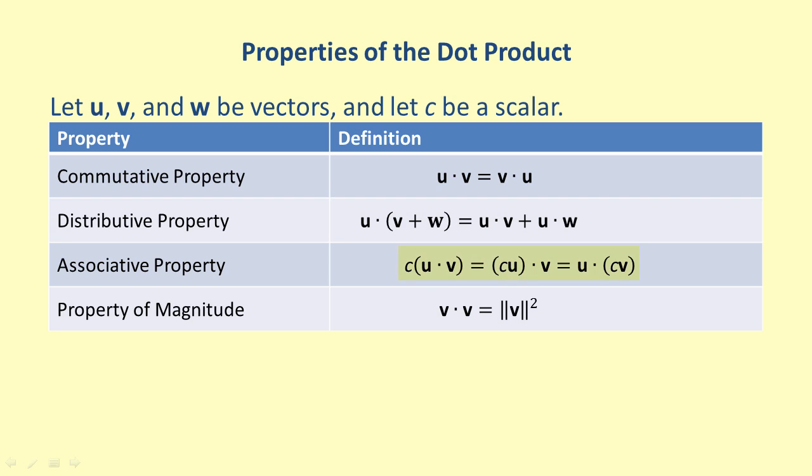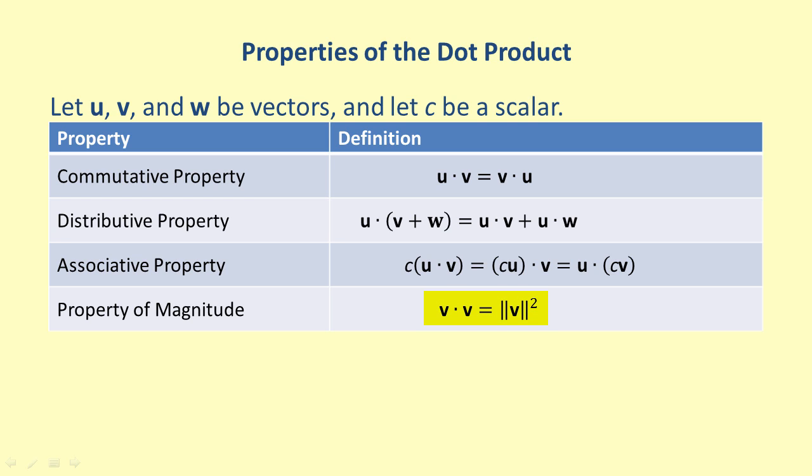The associative property states that if a scalar c multiplies the dot product of u and v, the result is equal to the dot product of the scalar multiple cu and v. It is also equal to the dot product of u and the scalar multiple cv. This property also looks similar to the associative property for real number multiplication, but with dot products.